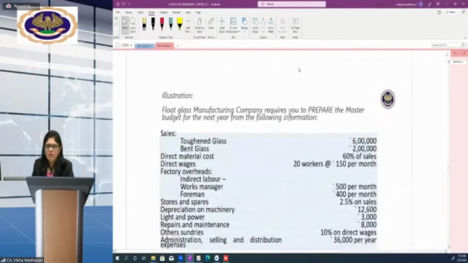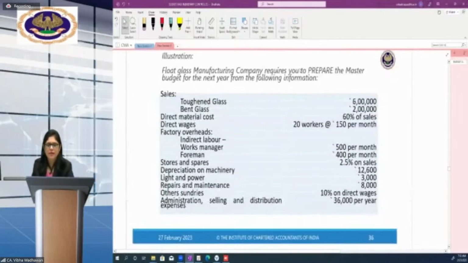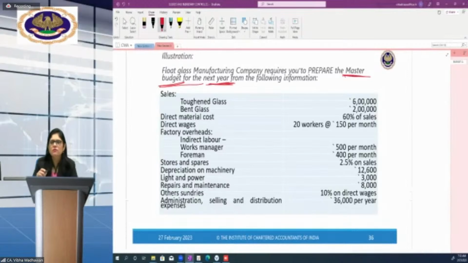Moving to the next one. All right. You have to prepare the master budget here. So the next question is the master budget for the next year. You should know, first, you have to make the master budget, and second, you should know what the budget period is. So here the budget period is a year, the full year for the next year.